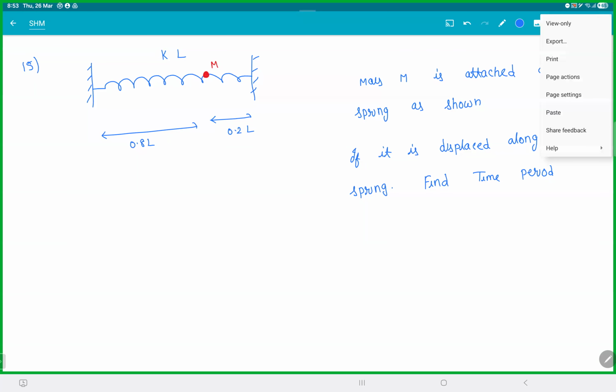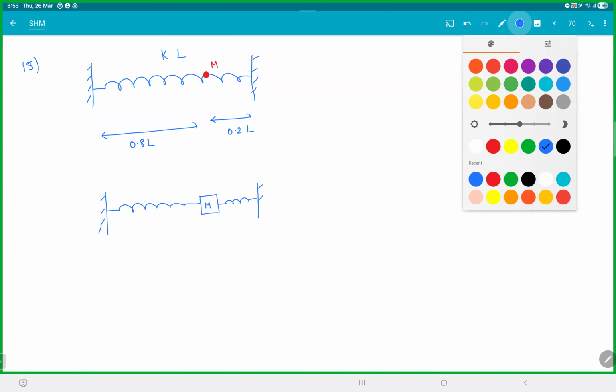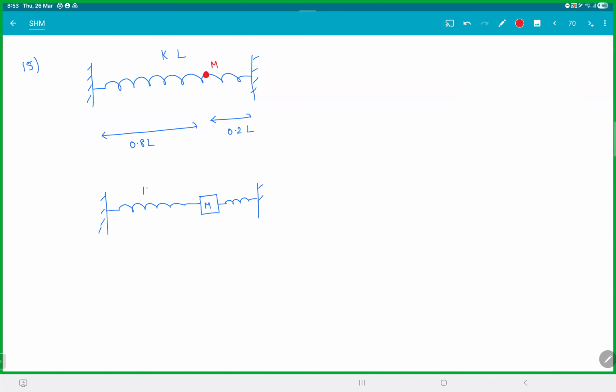Okay, let's see. So what is the catch here? Since you're putting the mass in the middle, you can just cut the spring and put a block there. You can put a block here, and you can put a block here. And so the springs will have different constants. This is K1 and this is K2. So K into L will be K1 into 0.8L, so K1 will be 5K by 4. K into L will be K2 into 0.2L, and then K2 will be 5K. So that's the main idea there.